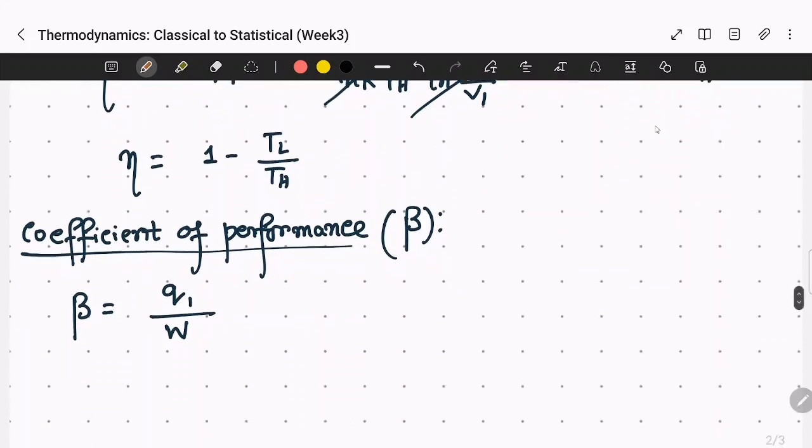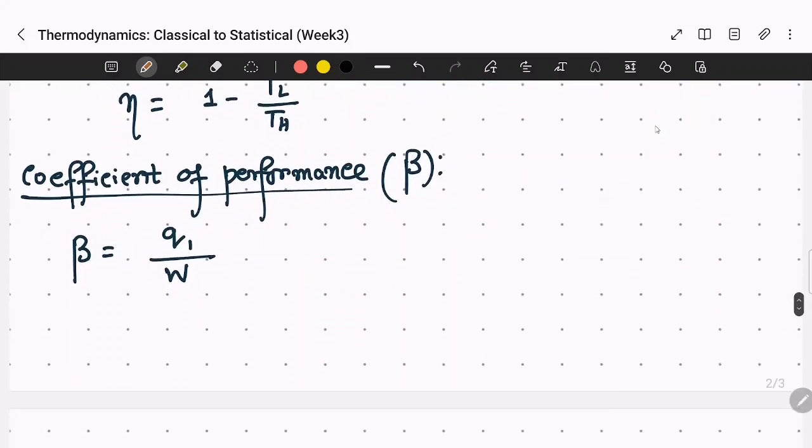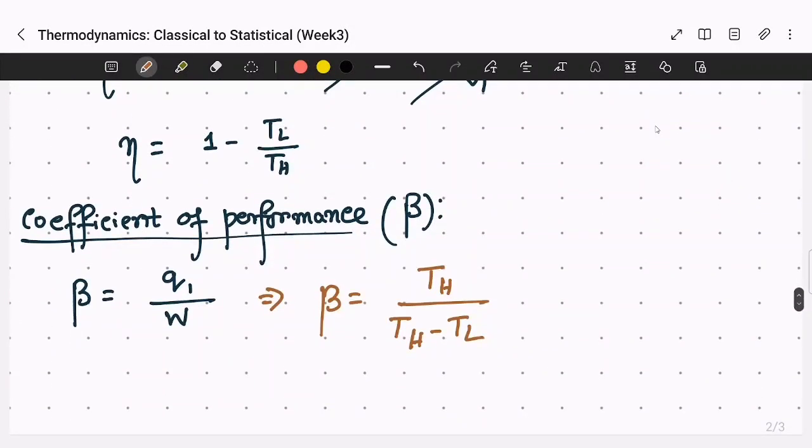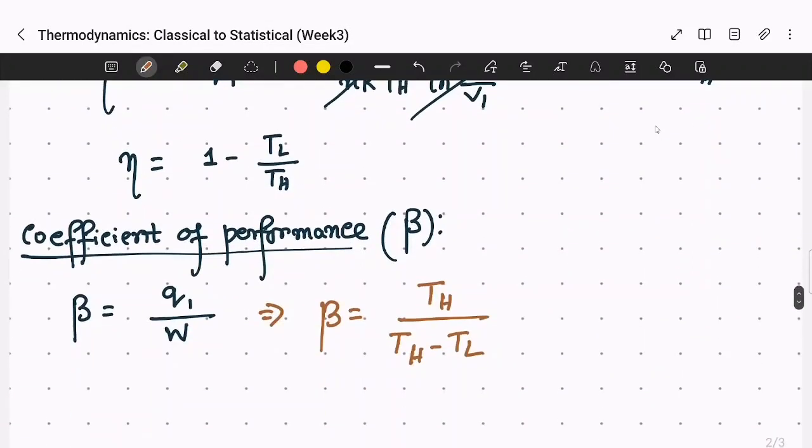Now you can also calculate this beta in terms of TL and TH. If you calculate beta in terms of TL and TH, you will obtain that beta will probably be, I'm not sure, TH divided by TH minus TL. I think it should be, just its opposite, TH minus TL.